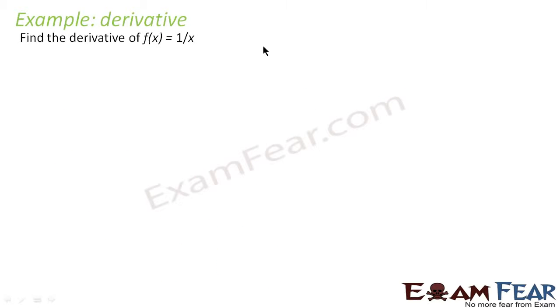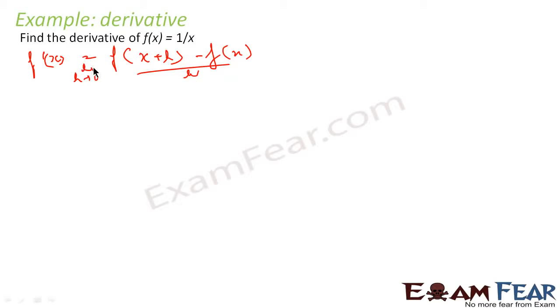Now we'll try to find the derivative of f(x) equal to 1 by x. Here also we will use the same formula. f dash of x is nothing but f(x+h) minus f(x) by h, and h tends to 0. So f(x+h) is nothing but 1 by (x+h), and f(x) is 1 by x, divided by h, limit of h tends to 0.